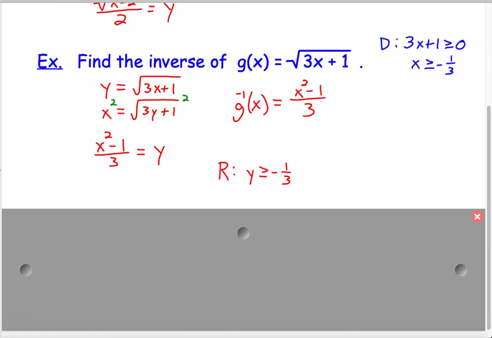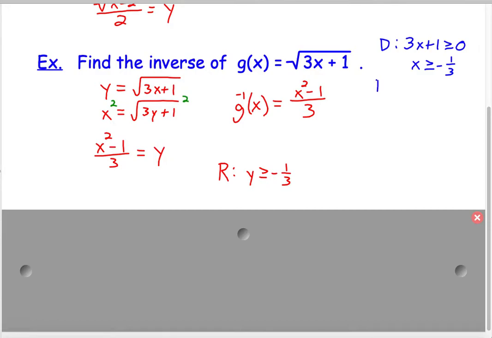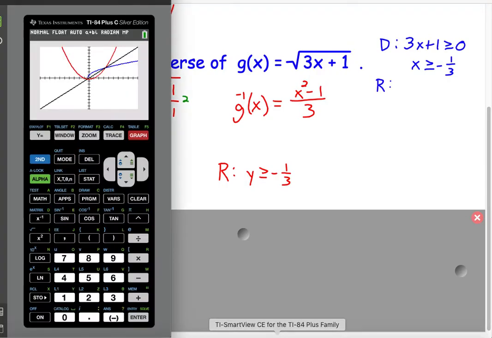What about the domain? Well, what's the range of this original function? Let's go back to our graph. If I hit trace, and I type in negative 1 divided by 3, that's where it starts. Notice it has negative 1/3 comma 0. And then as I move along the graph, when x is bigger than negative 1/3, it keeps going up and up and up and up. So the range of this blue function is 0 to infinity.